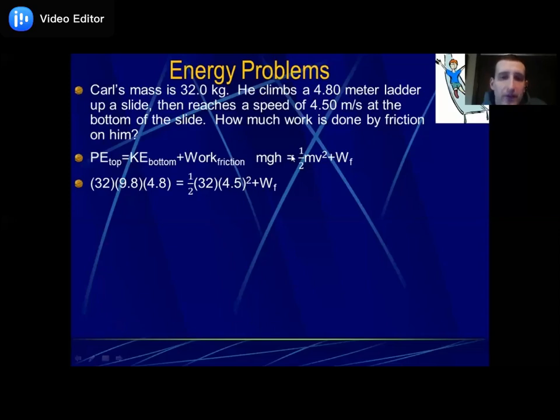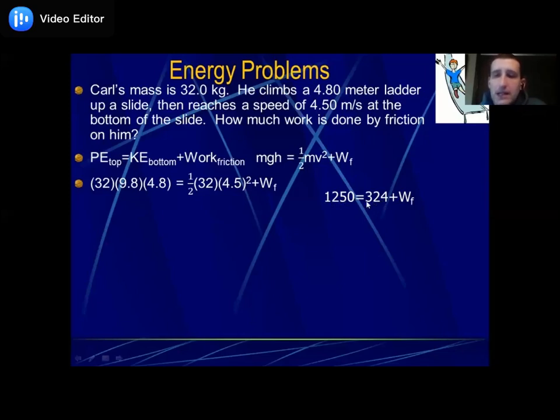We got the 1/2 mv squared. Again, Carl's mass is 32. His velocity was given as 4.5, so 4.5 squared, plus the work of friction. So we've got everything here except for the work of friction. We compute those, and again, we see a massive inequity, right? If we didn't have the work from friction showing up, we'd say 1250 equals 324.